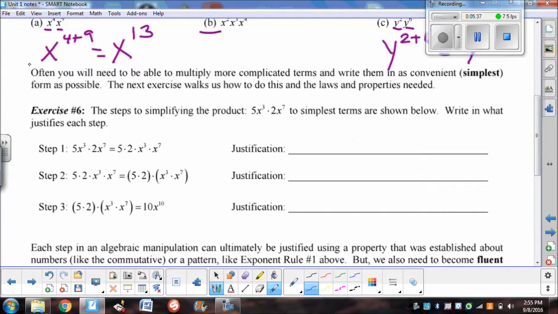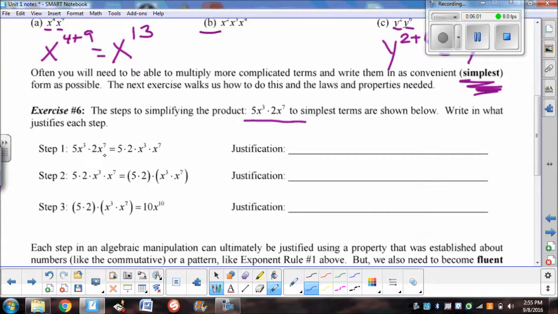So it says often you will need to be able to multiply more complicated terms and write them in as convenient or simplest form as possible. This next exercise walks us through how to do this with this expression that's a little bit more complicated. So it says write in what justifies each step.